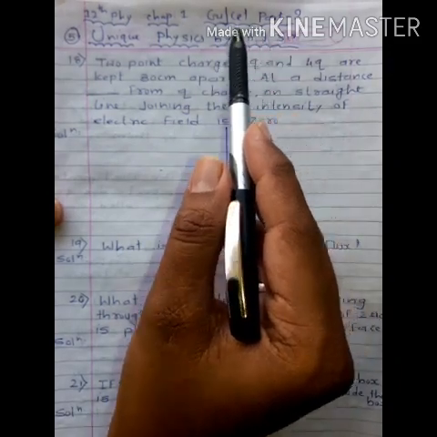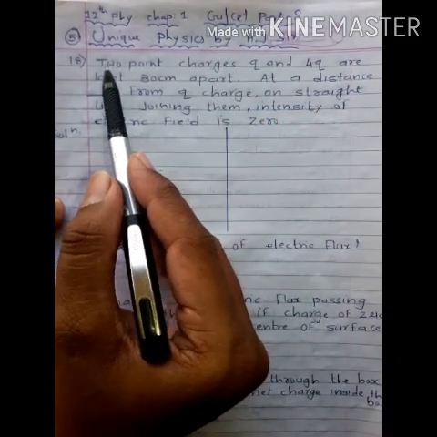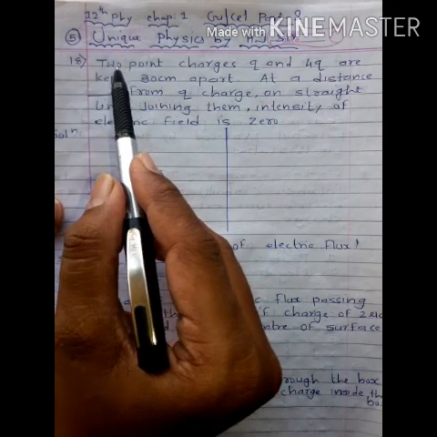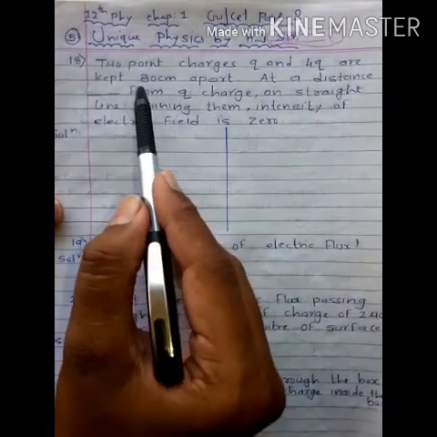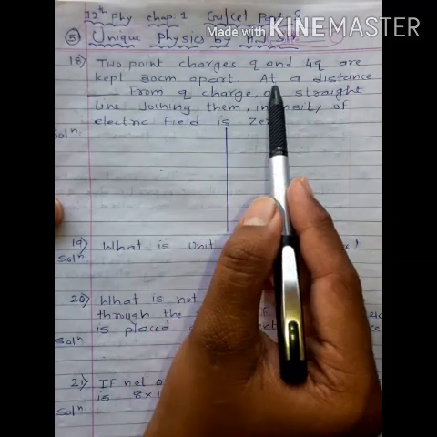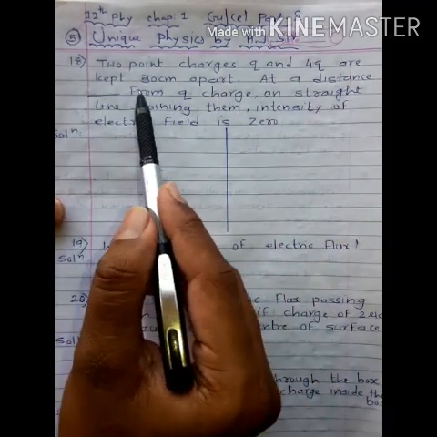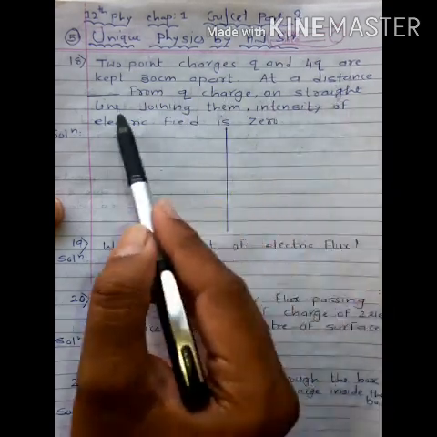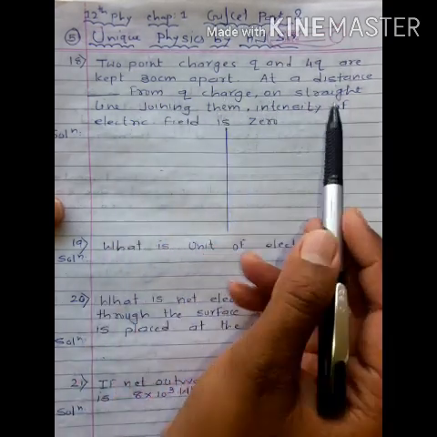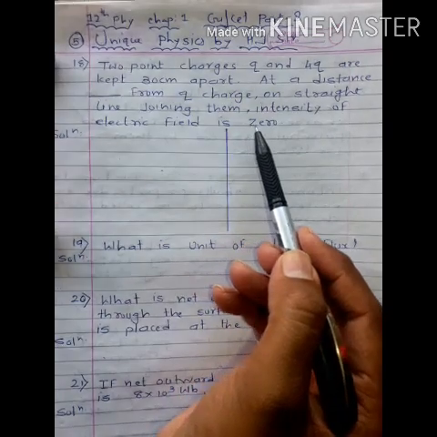Okay, part 2. Our MCQ number 18. Next MCQ. Two-point charges Q and 4Q are kept 30 cm apart. At a distance blank from Q charge on the straight line joining them, the intensity of electric field is 0.